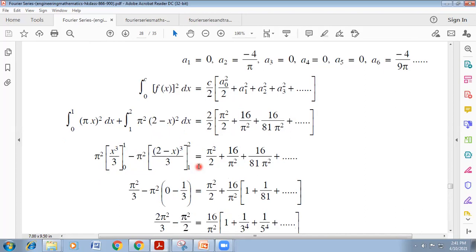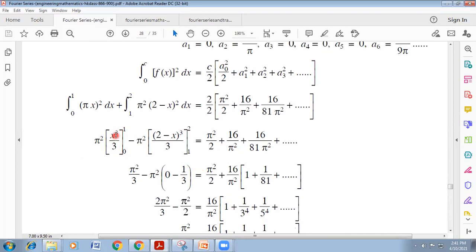Now the 2 will be cancelled. Just putting 1 by 3 minus 0, so pi square by 3 only. Just putting x equals 2, this becomes 0, and for x equals 1, 2 minus 1 by 3, that means 1 by 3 only.